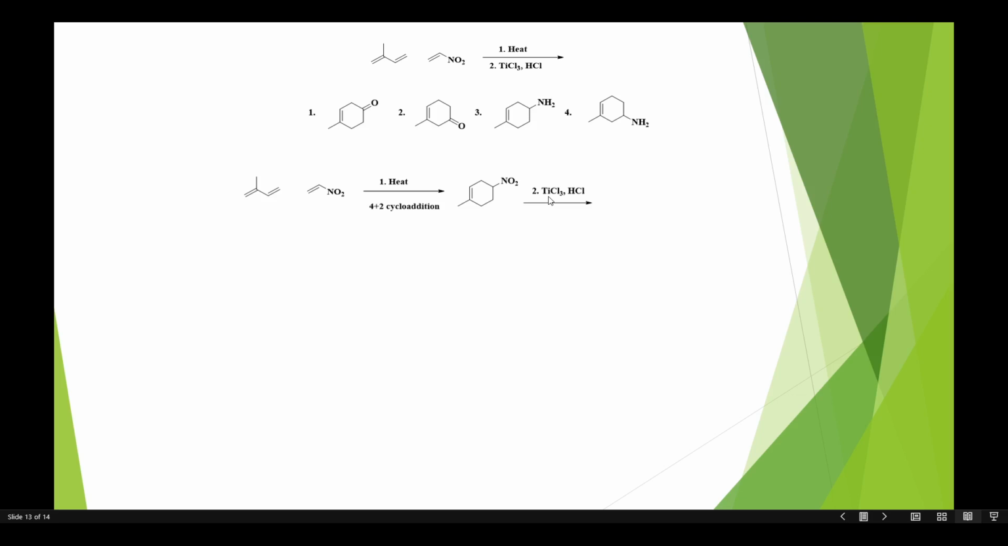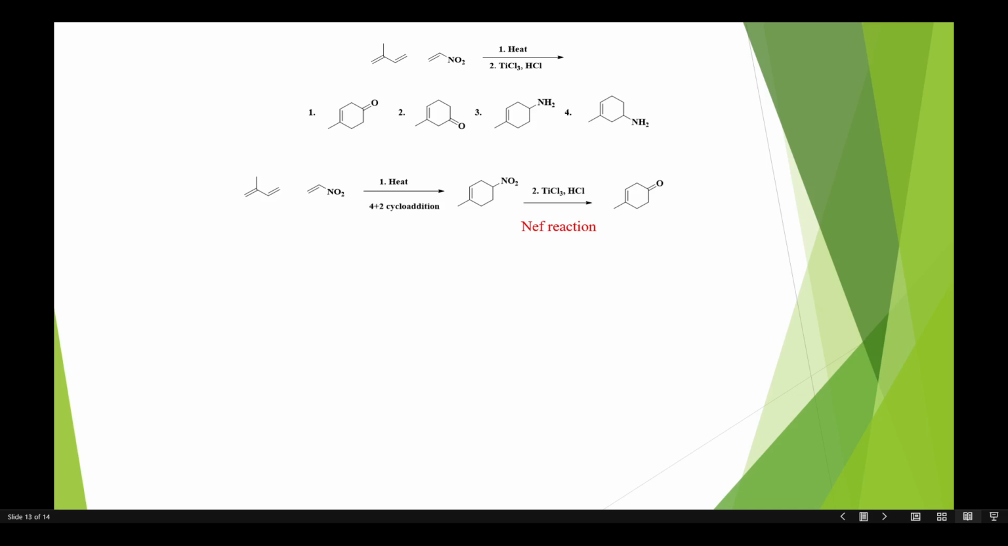After that, we have the titanium chloride and hydrochloric acid. Then what will happen? Keto. Then what is the name of this reaction? Yeah, this reaction we call the Nef reaction.